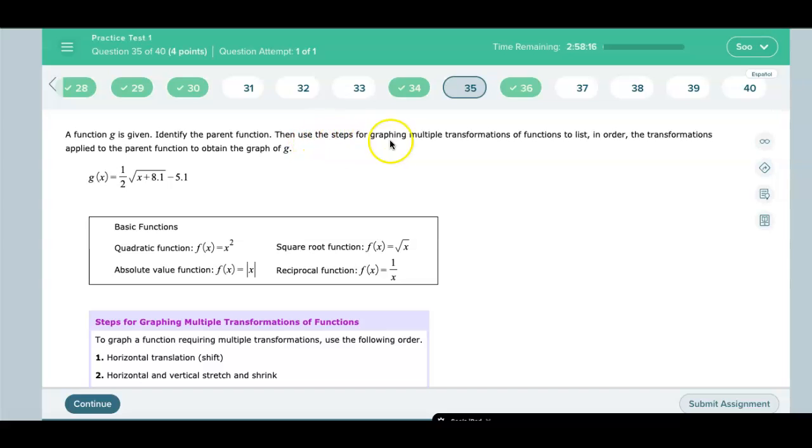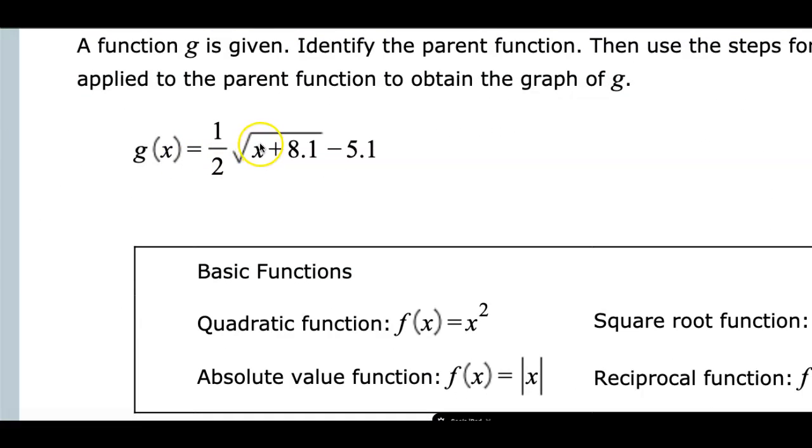Then use the steps for graphing multiple transformation of functions to list, in order, the transformations applied to the parent function to obtain the graph of g. Okay, so looking at what x is getting first. Start from the x. If you are x, what's the first thing that you're getting? x is first getting added by 8.1, right? We read x plus 8.1. So we're going to have that first horizontal transformation. We have to shift this graph 8.1 units to the left.